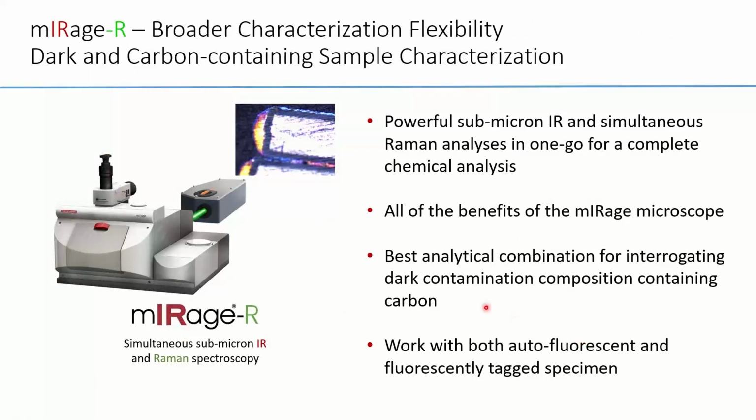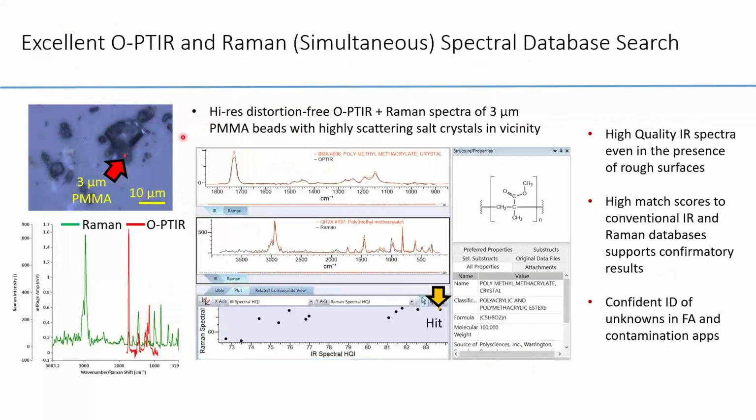All right. Moving on to the Mirage R, which is the same as the regular Mirage, but we've got now the addition of a Raman spectrometer. And that gives you a broader characterization, particularly for dark and carbon-containing samples. In this case, this is kind of more of a mock sample. This is 3 micron PMMA beads in amongst salt crystals. Now, any regular FTIR, if you attempt to measure organic particles in the presence of highly scattering salt crystals, your spectra will look hideous.